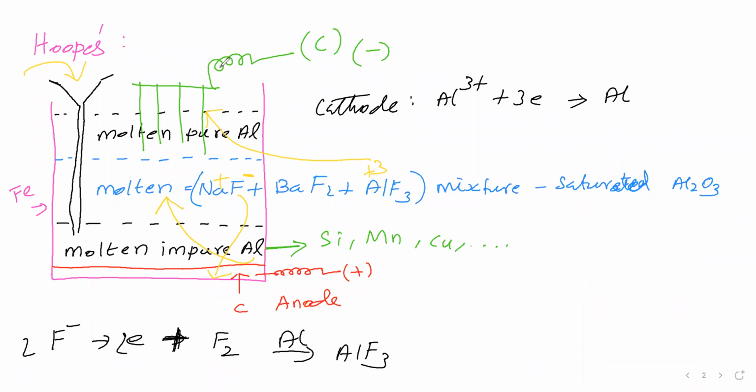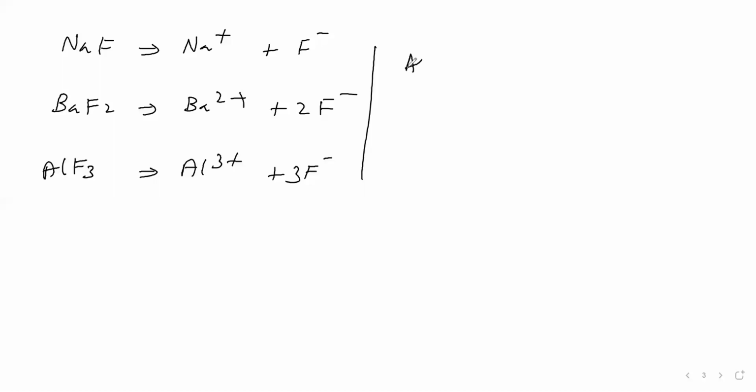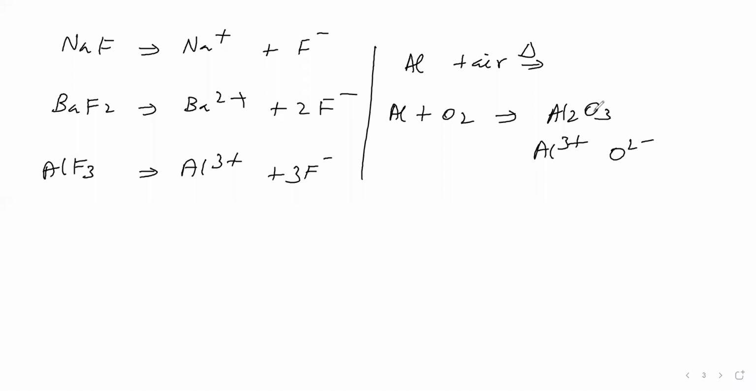Next, chemical properties of aluminum we'll see. Aluminum burns with air on heating. Aluminum takes oxygen and becomes what? Aluminum becomes Al3 plus, undergoes oxidation. Oxygen undergoes reduction and becomes O2 minus, cross multiply, you will get aluminum oxide.